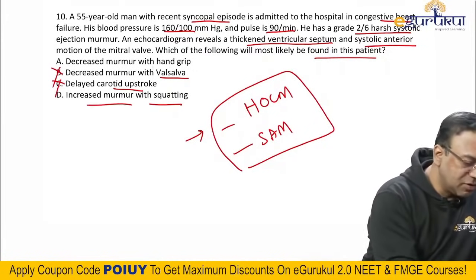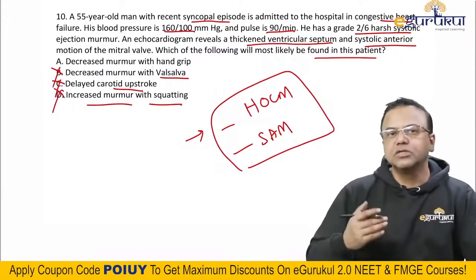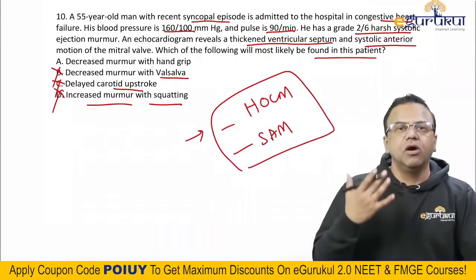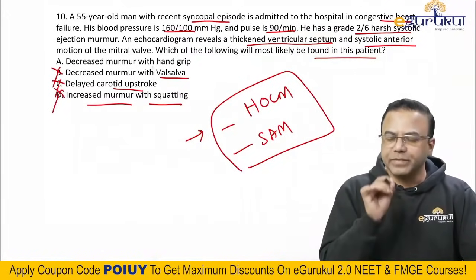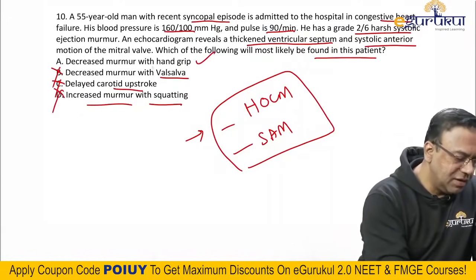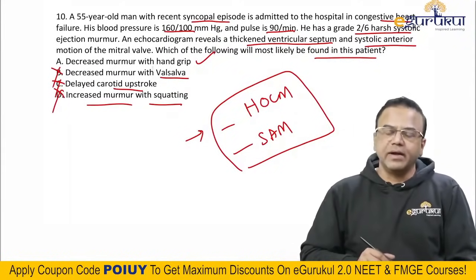So increased murmur in squatting is wrong. Squatting will come with softer murmur. Standing will come with loud murmur. On squatting, the murmur will subside. That's a feature of HOCM. So the answer is clearly decreased murmur with hand grip.